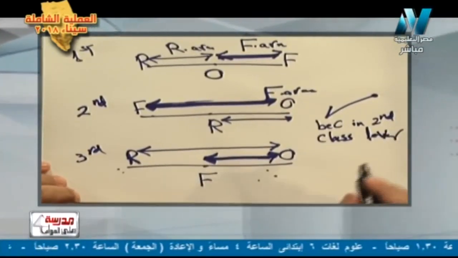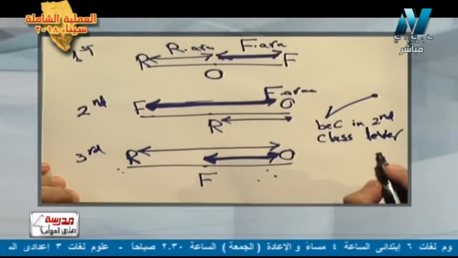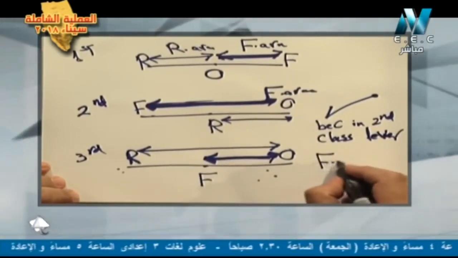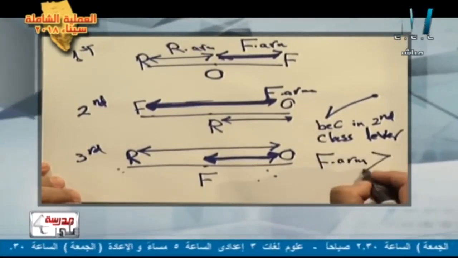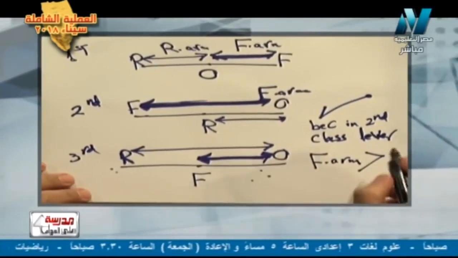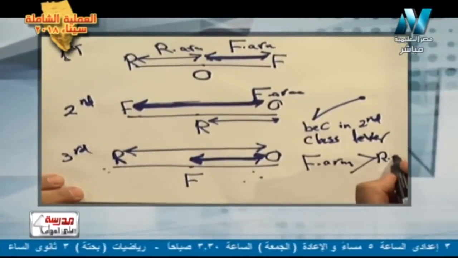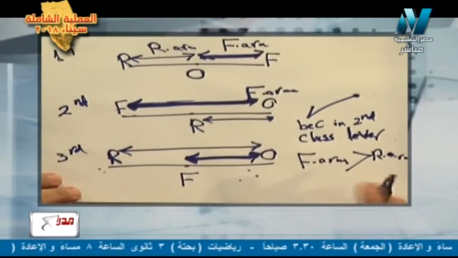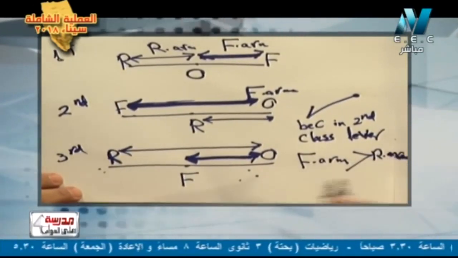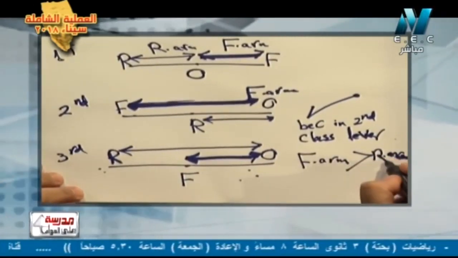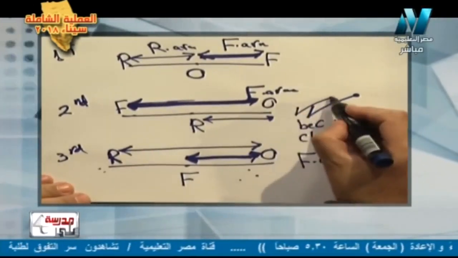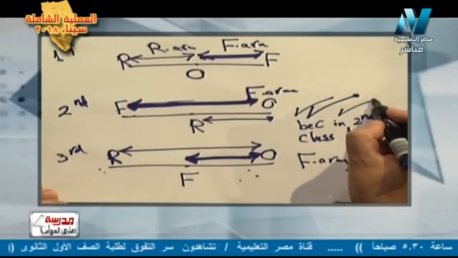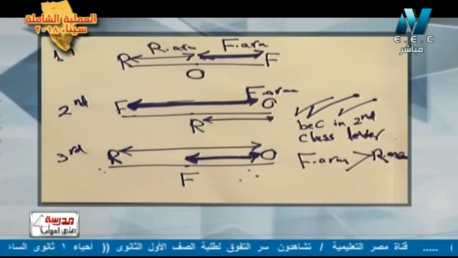We have only one condition to say that this lever saves effort: that the effort force arm is longer than, or more than, the resistance arm. Again, effort force arm is longer than the resistance arm. So again, which type of lever is the best type? Surely the second class lever is the best type.